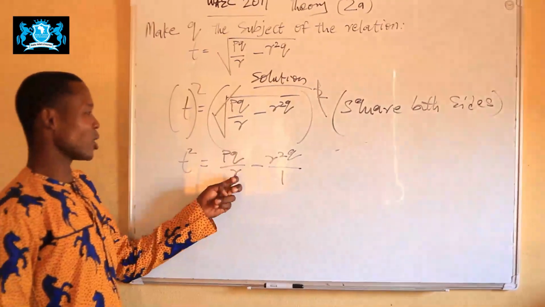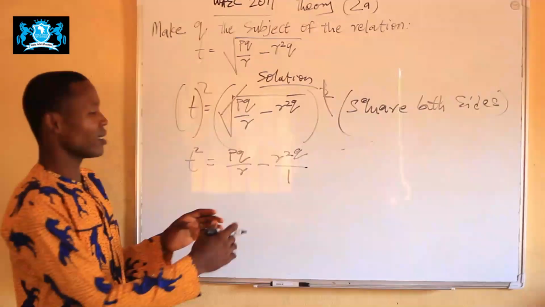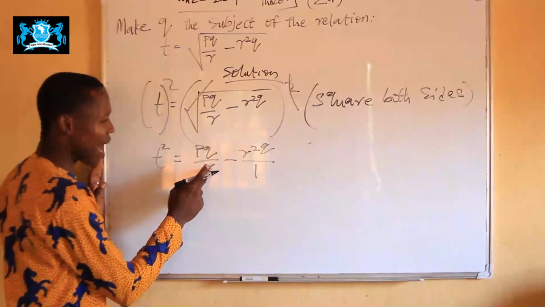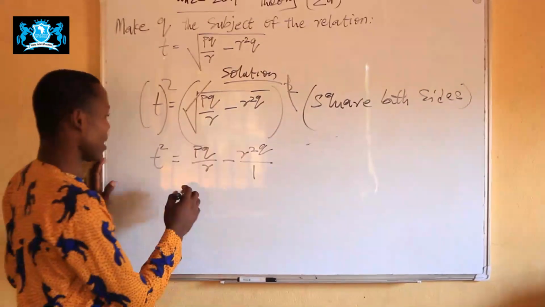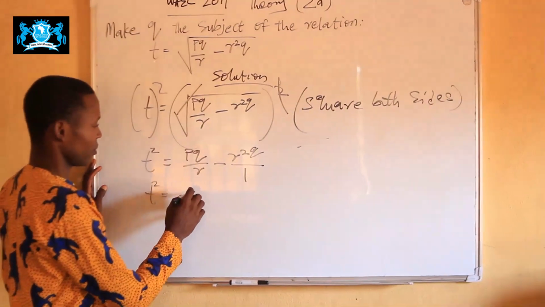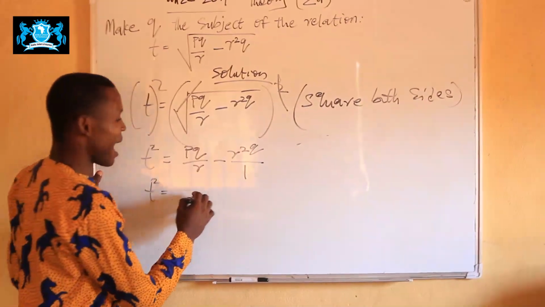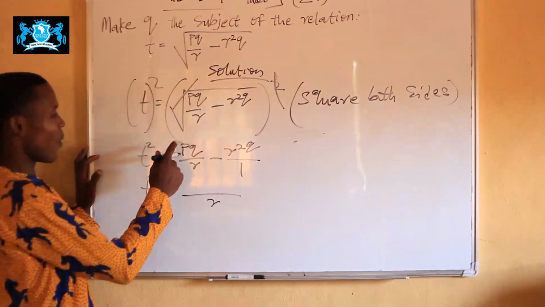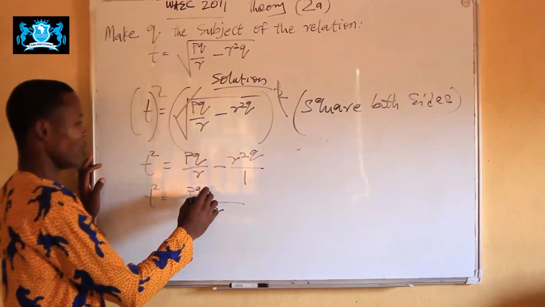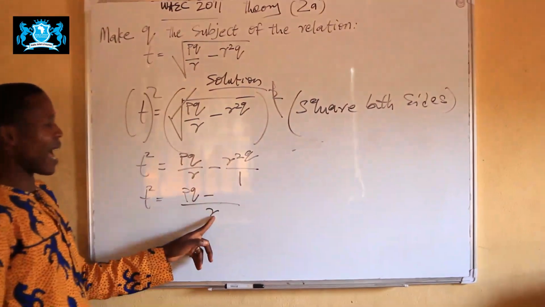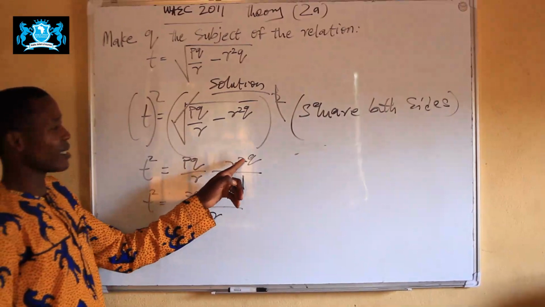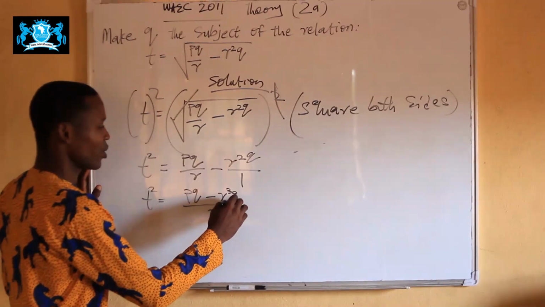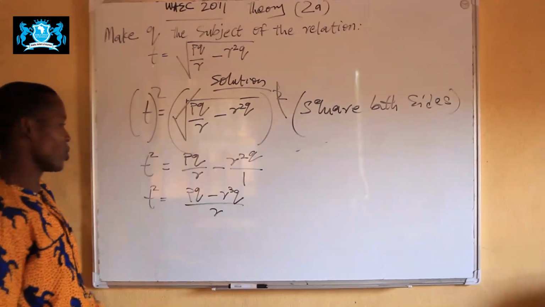Anything divided by 1 is the same thing. Why we are making it over 1 is that this one has a denominator, so that the two sides of the right hand side have a denominator. So we now have R and 1. We have to find the LCM. The LCM of R and 1 will be R. R divided by R will give us 1. 1 times this will give us PQ. Minus, 1 divided by R will give us R. R times R squared Q will give us R cubed Q. The power of R will now be 3. It used to be 2.